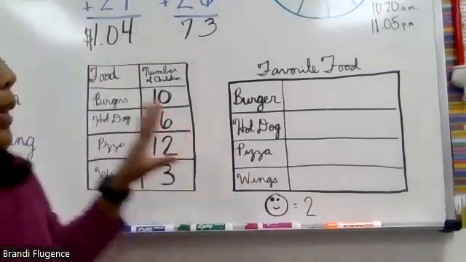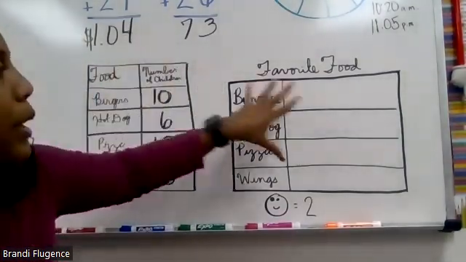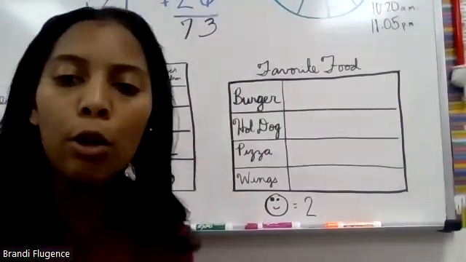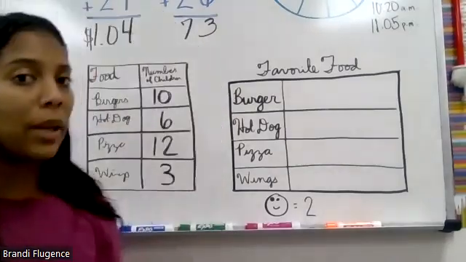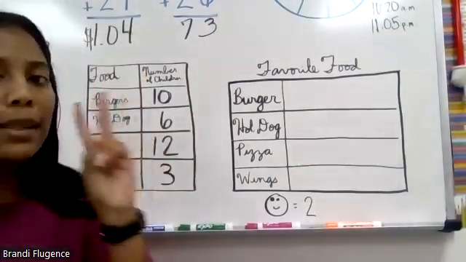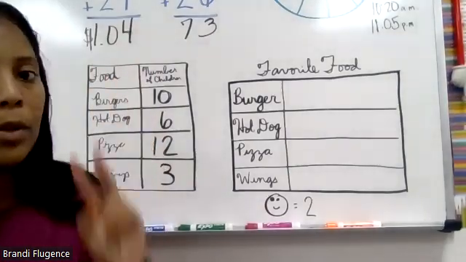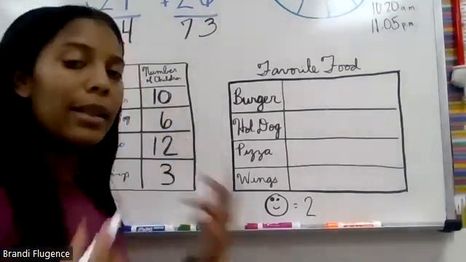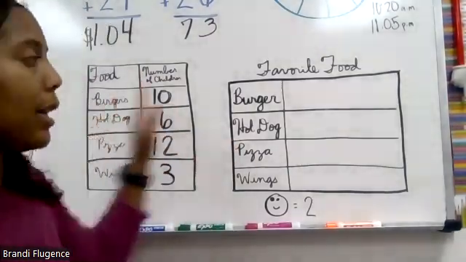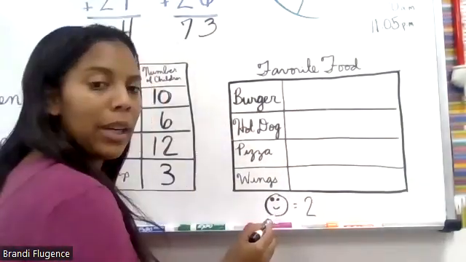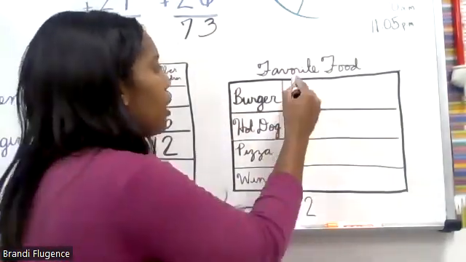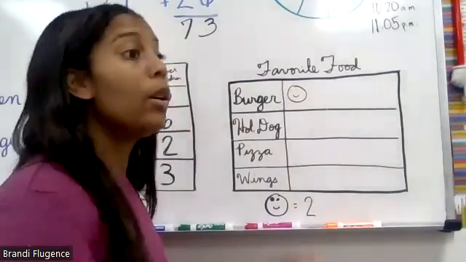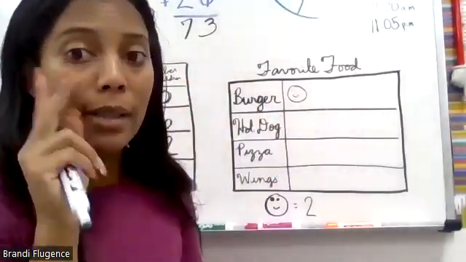So now we're going to take the information that we learned here and put it into a pictograph. Our picture is a smiley face. But again, I told you that each picture represents how many? 2. So every time we put a picture, we count by 2. For burgers, we have a total of how many? 10. So let's transfer the number 10 to a pictograph. We're using what picture again? The smiley face. So let's put 1. How many is it? It's 2. One picture represents 2.